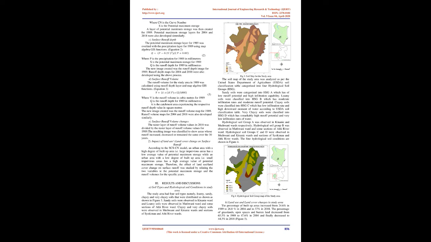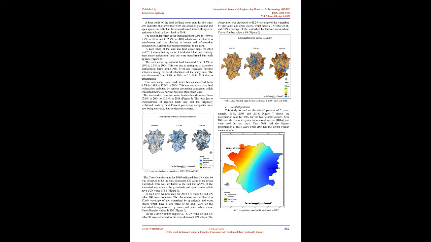3. Results and discussions. A. Soil types and hydrological soil conditions in study area. The study area had 4 soil types, namely, loamy, sandy, clayey and very clayey soils that were distributed as shown in Figure 3.